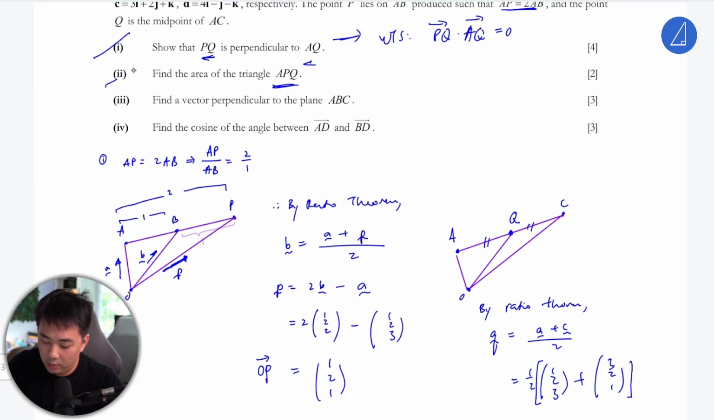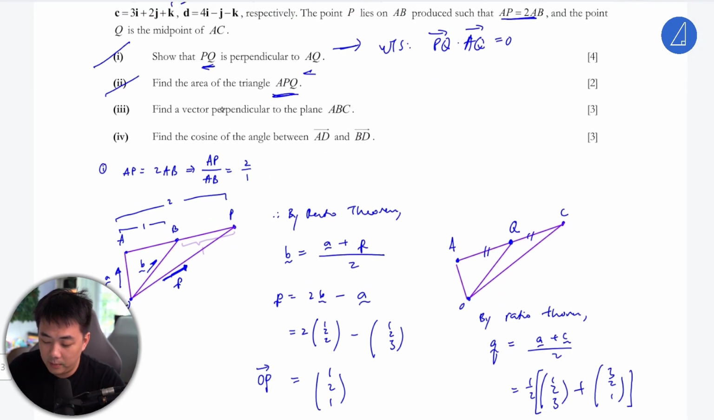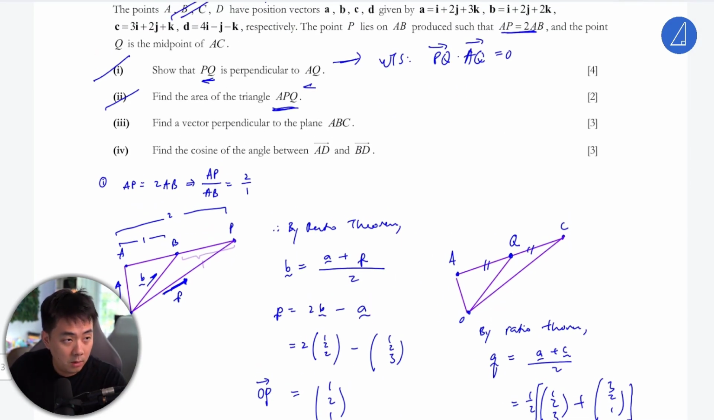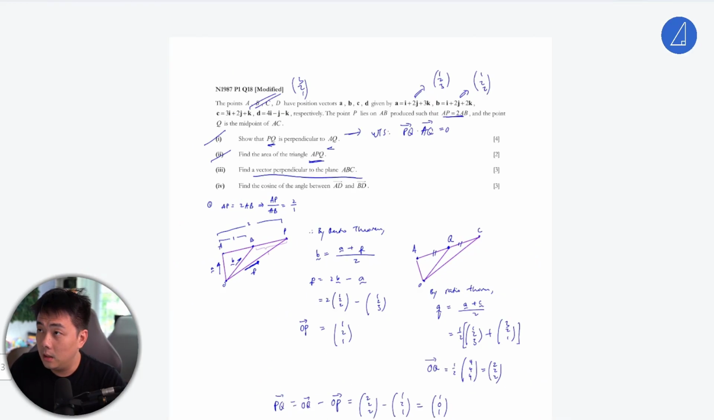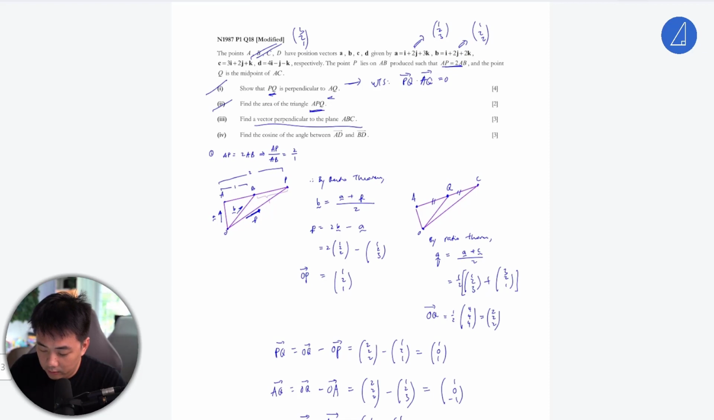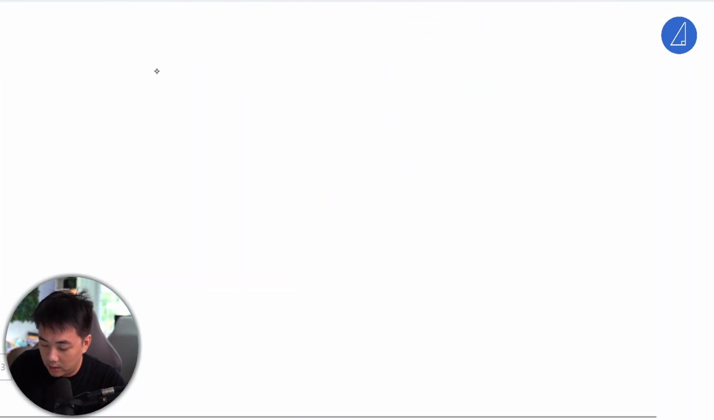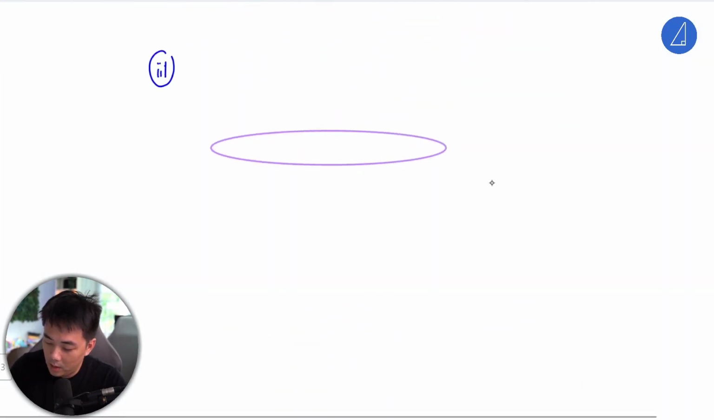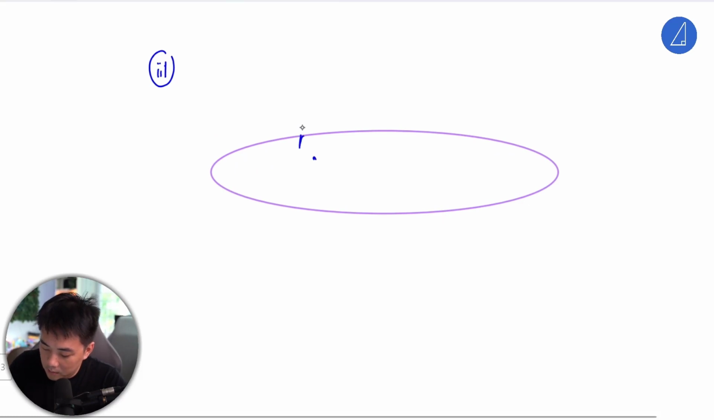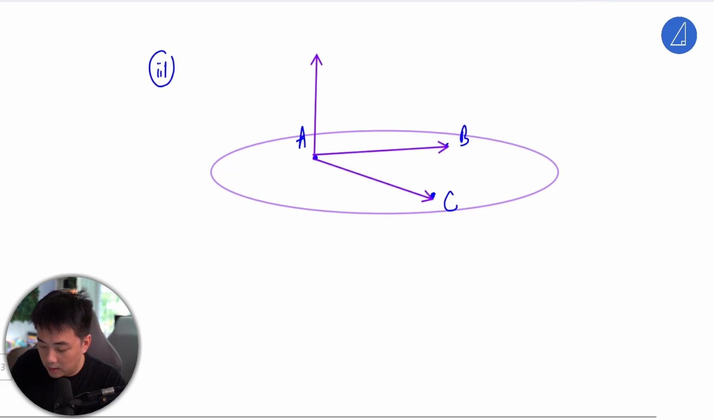Let's look at part 3. Part 3 should be relatively easy. Vector perpendicular to the plane ABC. If you want to find the vector perpendicular to plane ABC, just cross them. Find the normal. We have A here, B here, and C here. If you want the normal, you take AC cross with AB, and you get the normal perpendicular to both vectors.